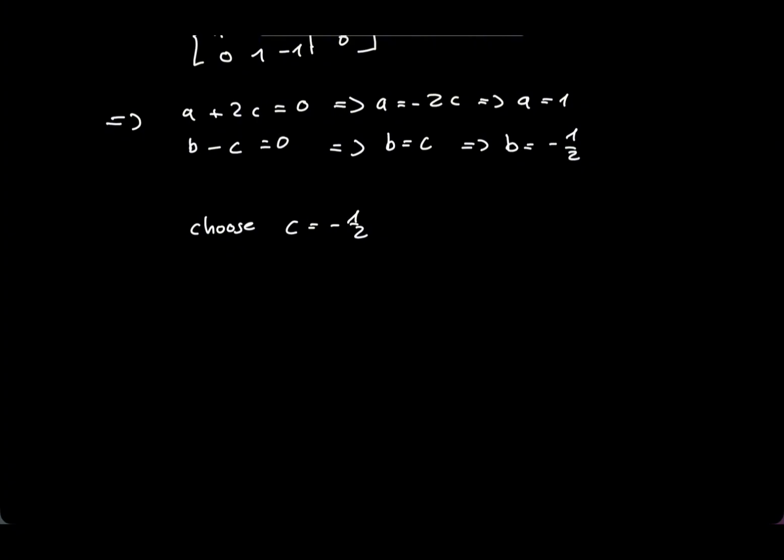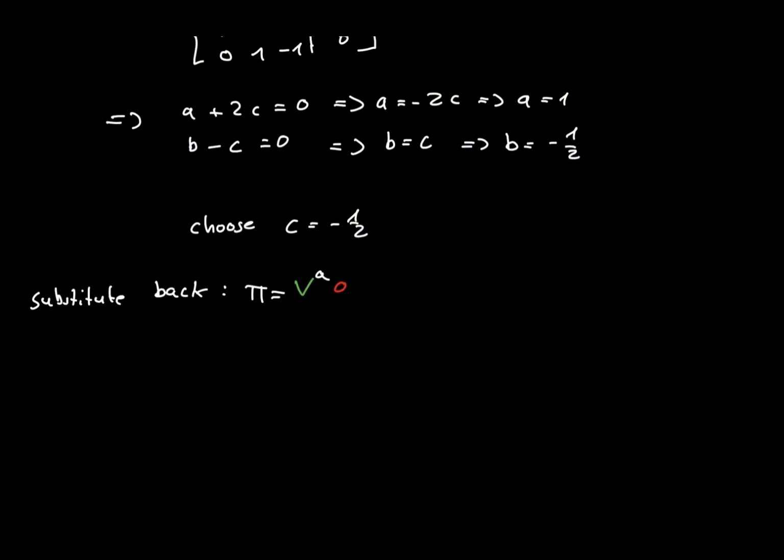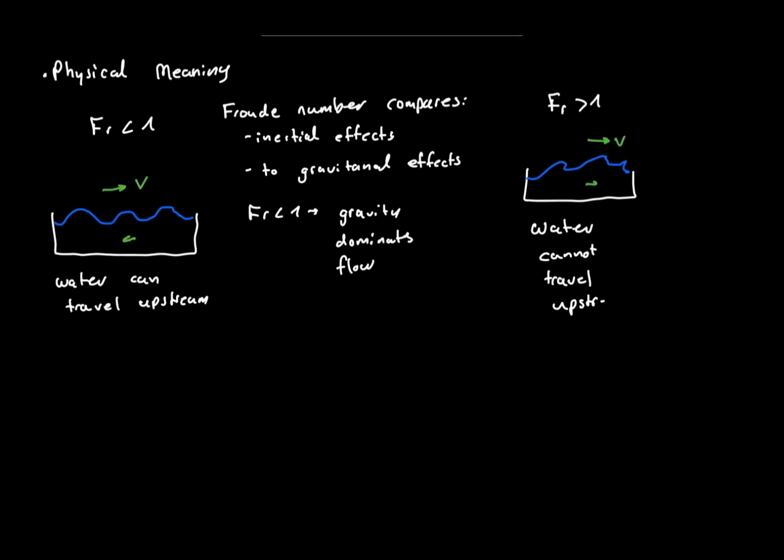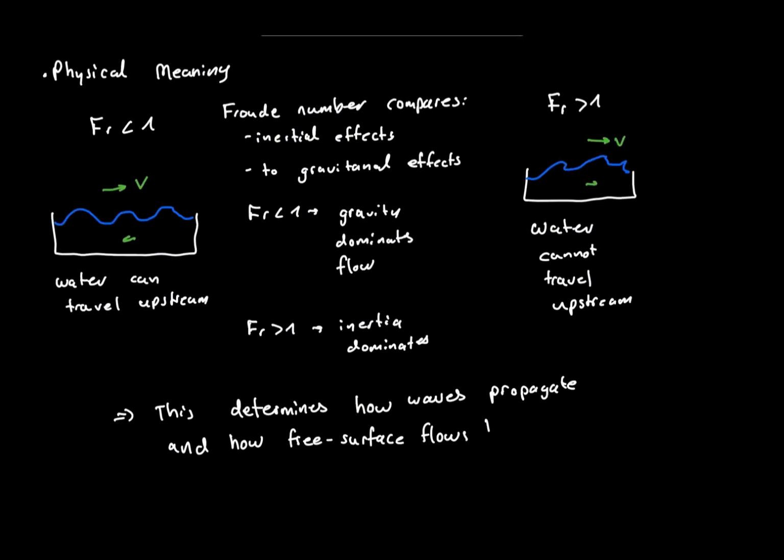Substituting these exponents back into the dimensionless group gives V divided by the square root of G times L. And that is the Froude number. The Froude number compares inertial effects to gravitational effects. If the Froude number is less than 1, gravity dominates the flow. If it is greater than 1, inertia dominates.